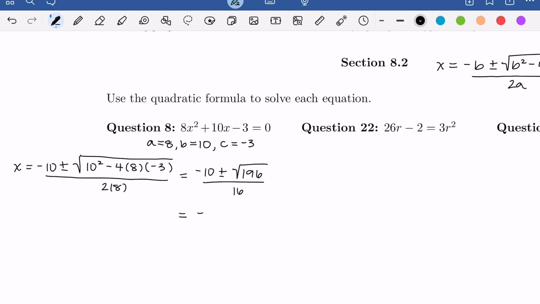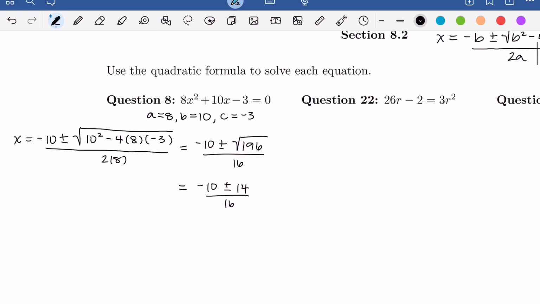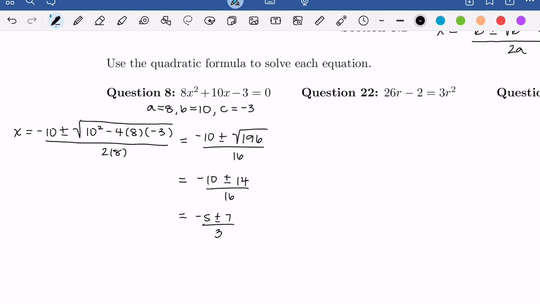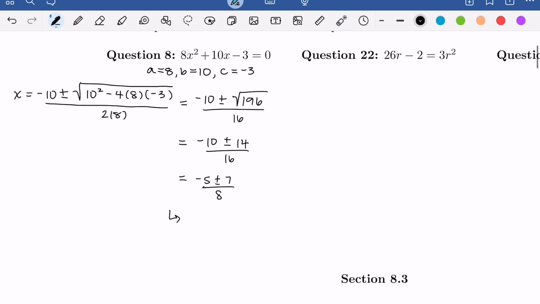So from here, we know that the square root of 196 is going to give us 14, so we're going to have -10 plus or minus 14 in our numerator, all over 16. Now reducing this fraction here, this is the same thing as -5 plus or minus 7 over 8. And from here, we can actually figure out what these values are. So we have -5 plus 7 over 8 is going to be one of our solutions. This is going to be positive 1 over 4.